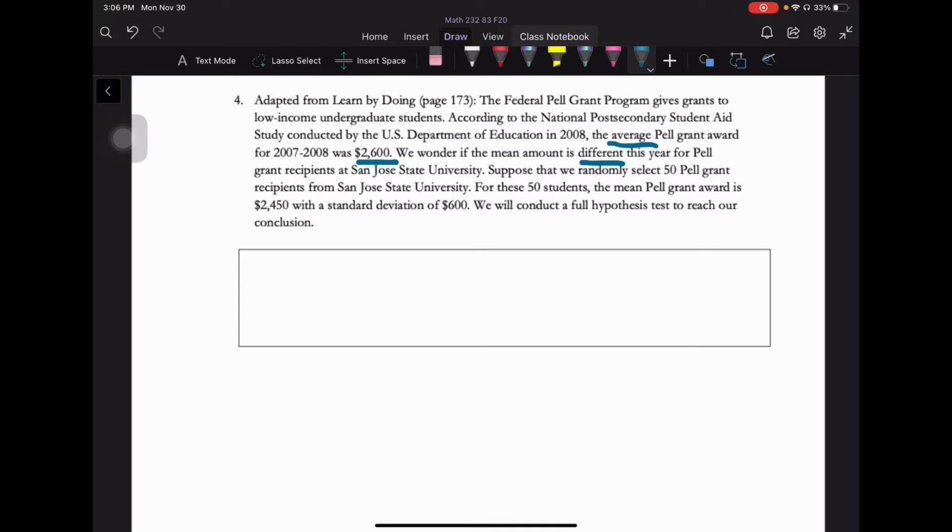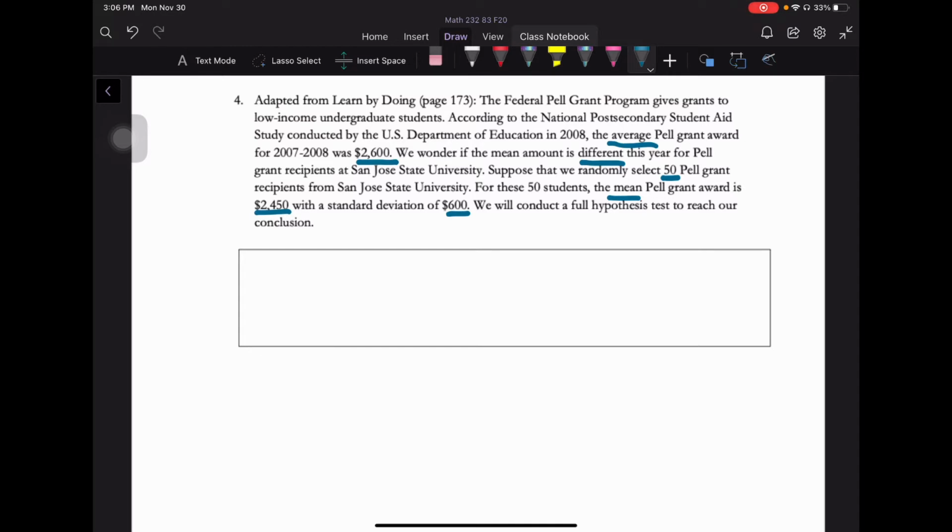This year for Pell Grant recipients at San Jose State University. Suppose that we randomly select 50 Pell Grant recipients from San Jose State University. For those 50 students, the mean Pell Grant award is $2,450 with a standard deviation of $600. We're going to conduct a full hypothesis test. Well, where do we start?